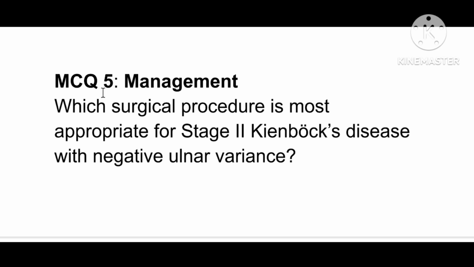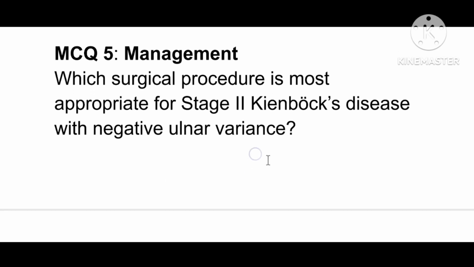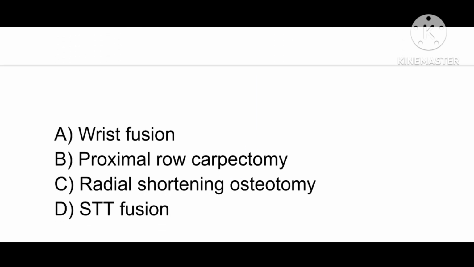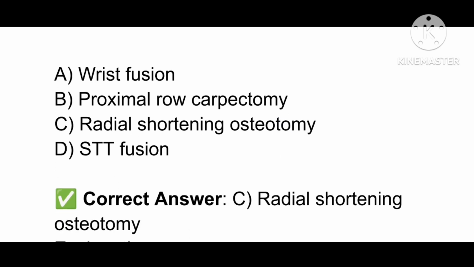MCQ 5. Management. Which surgical procedure is most appropriate for stage 2 Kienbock disease with negative ulnar variance? Option A, wrist fusion. Option B, proximal row carpectomy. Option C, radial shortening osteotomy. Option D, STT fusion. Answer is radial shortening osteotomy.